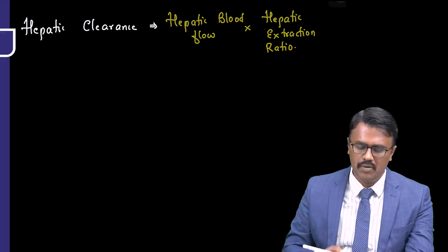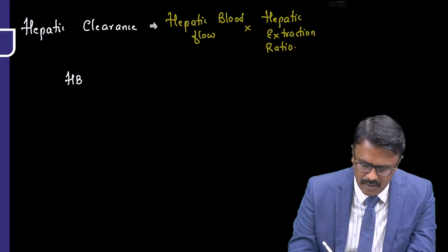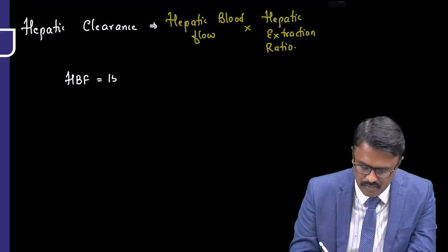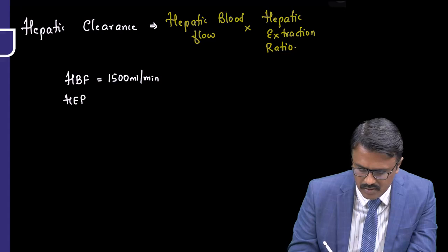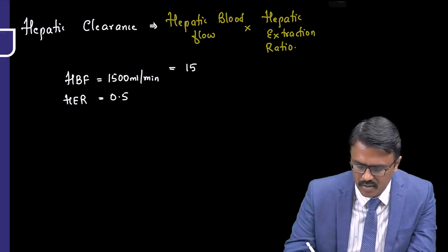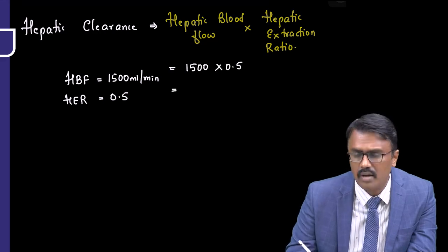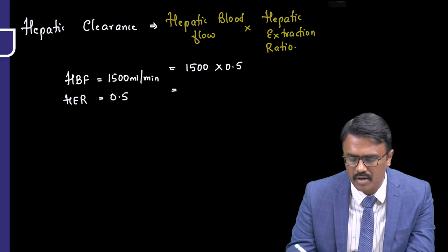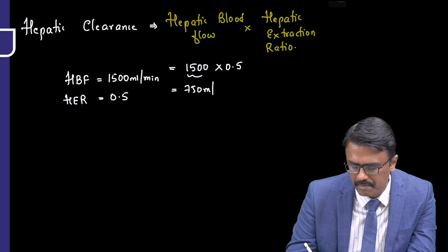Okay. Sir, how to do this job? Now, if they have given in the exam, hepatic blood flow is equal to 1500 ml per minute and the hepatic extraction ratio is 0.5. What is the hepatic clearance? Let us substitute that. Hepatic blood flow is 1500 and the ratio is 0.5. So it's half. So 0.5 means half. Half of 1500 is 750 ml per minute.